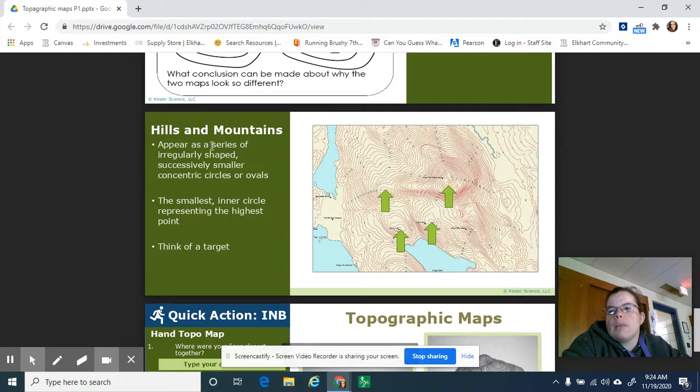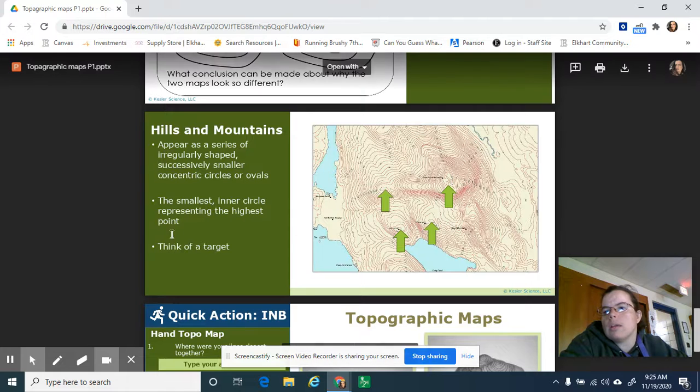Hills and mountains appear as a series of irregular shapes, successively smaller concentric circles or ovals. The smallest inner circle represents the highest point. So these small circles that the green arrows are pointing at are the highest point on the land. Think of it as a target.